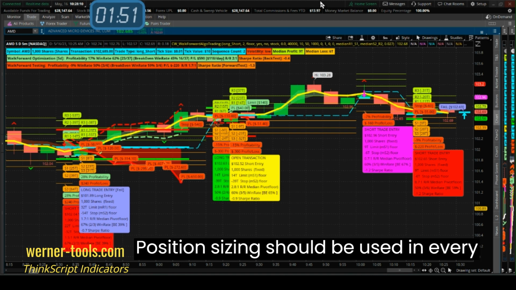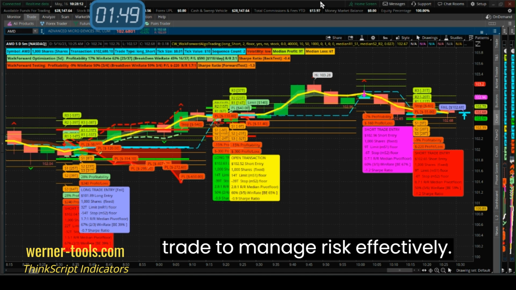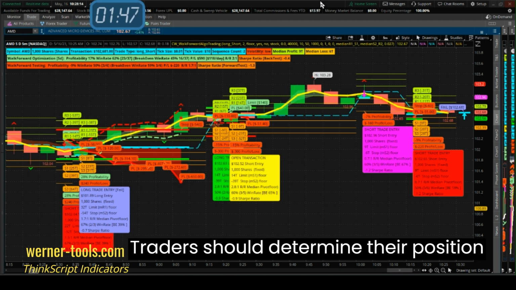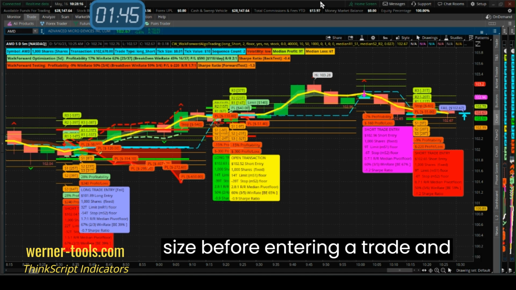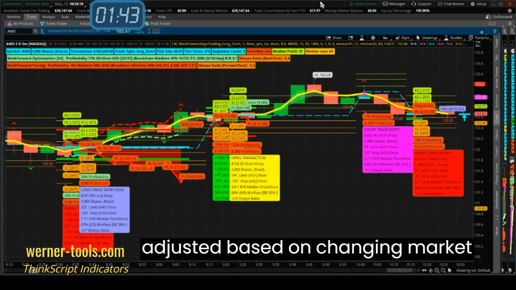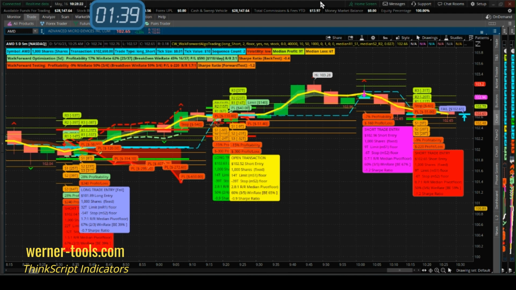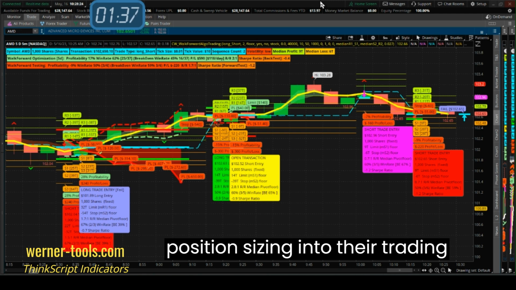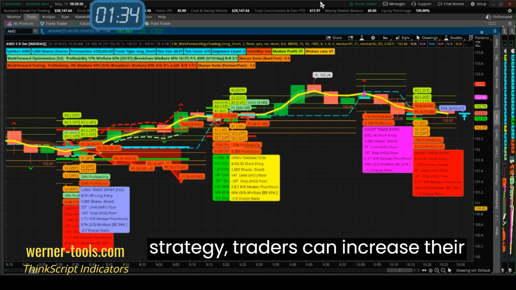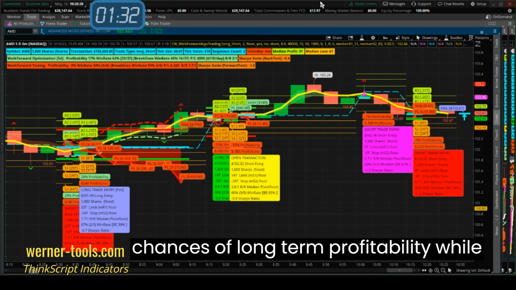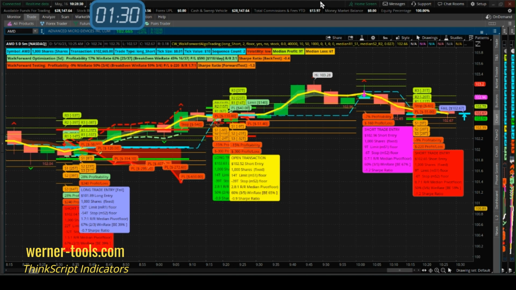Position sizing should be used in every trade to manage risk effectively. Traders should determine their position size before entering a trade and adjust it based on changing market conditions. By incorporating position sizing into their trading strategy, traders can increase their chances of long-term profitability while minimizing risk.